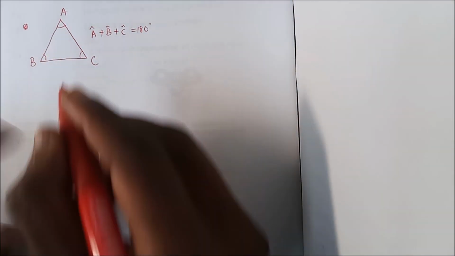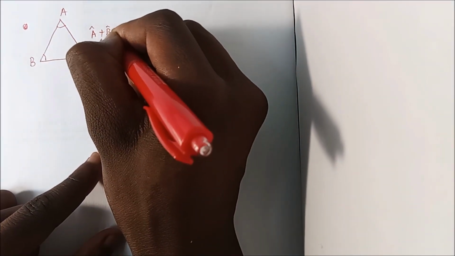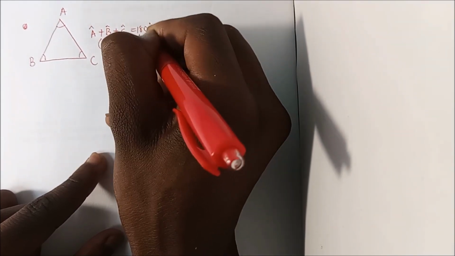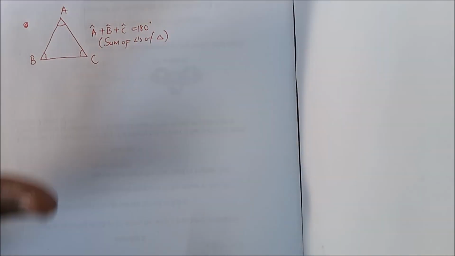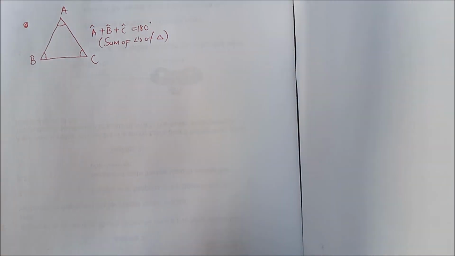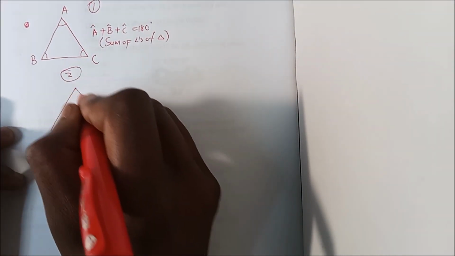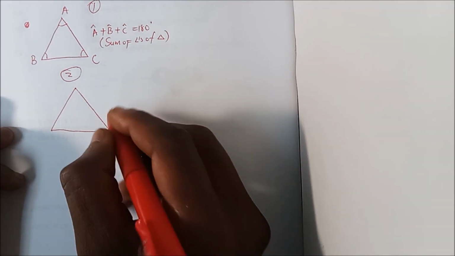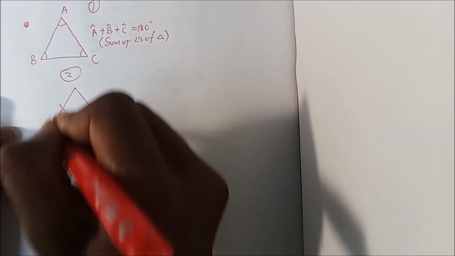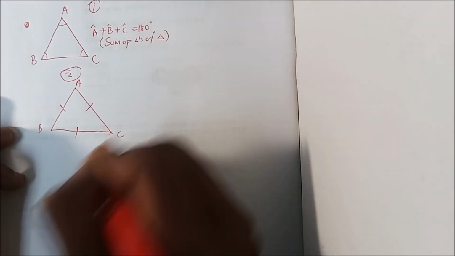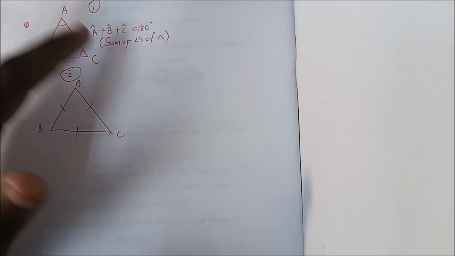Why are you saying that? The reason is sum of angles of a triangle. What we know is the sum of angles of a triangle, they add up to 180 degrees. So this will be one of the important basics that you need to master, or that you need to know. So now this is number one on triangles, and then number two. So we have this triangle here. This is A, this is B, and this is C.